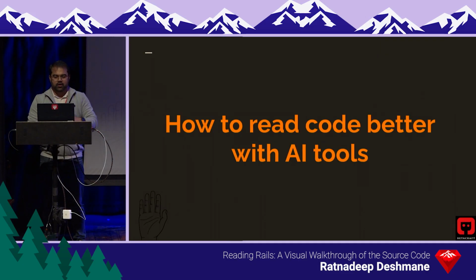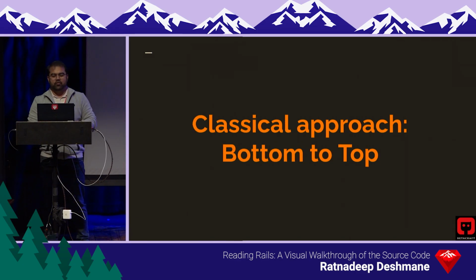So coming back to the main topic, how to read code better with AI tools. That's the last point we are going to cover. What I feel is that in the classical approach without AI, the way we read code is bottom to top. I would look at the Rails source code, first spend a couple of hours or days or months thinking about where to start. Once I start, I look at some component and slowly go line by line, function by function, class by class, and module by module, so that I slowly build a picture in my head of the overall architecture. That's a bottom to top approach.